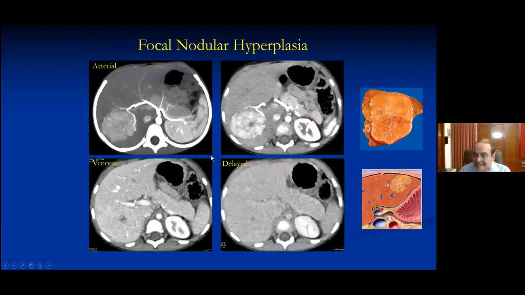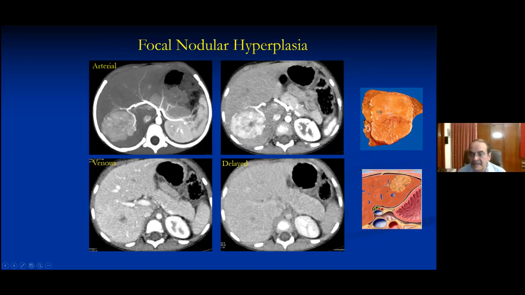Let's move on to the second commonest benign focal liver lesion, and that's focal nodular hyperplasia. This is again another important lesion for the radiologist, because if we can confidently diagnose FNH, we can again say that the lesion can be kept on observation and does not need to be sampled, does not need to be treated. The hallmark of this lesion is the fact that it shows avid arterial enhancement, becomes iso-dense to the background liver in the venous phase, has a scar.